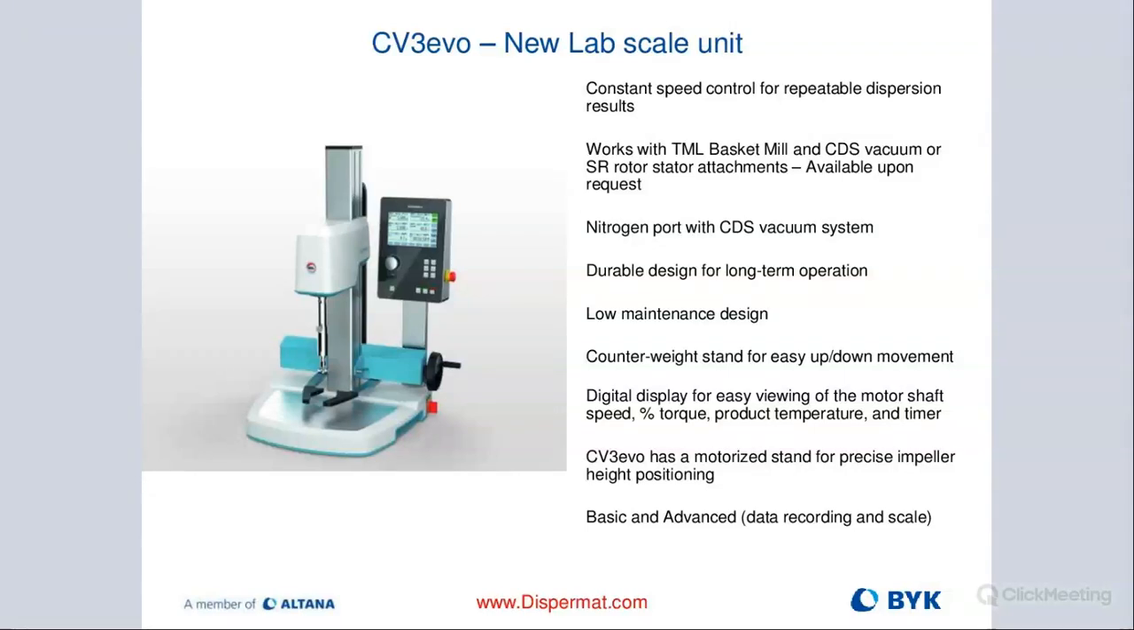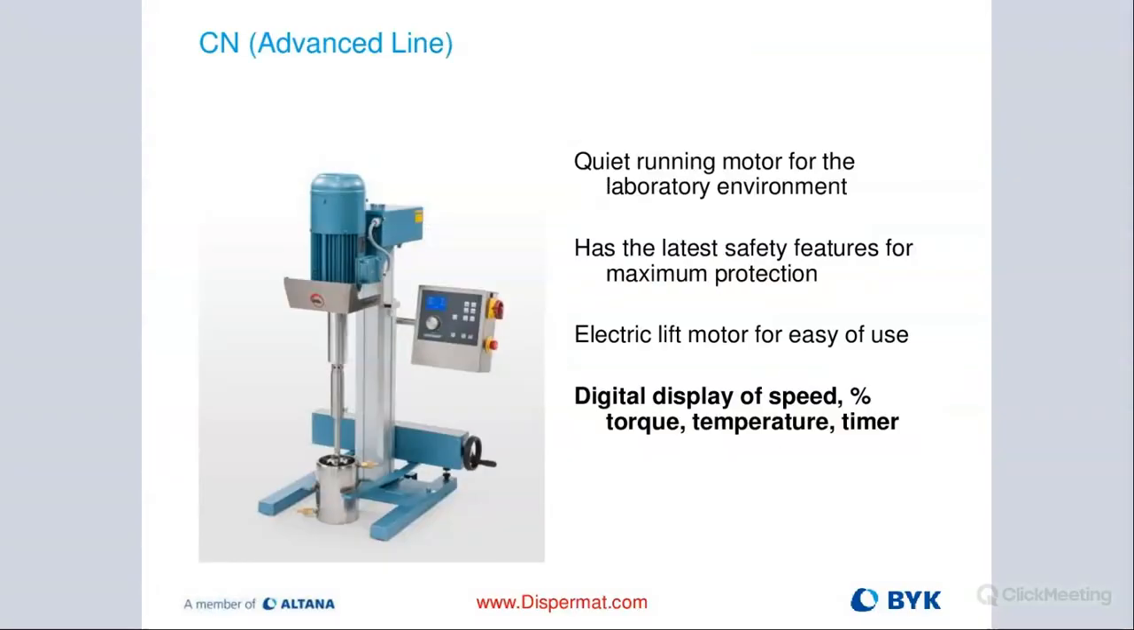There is a basic and an advanced model. The advanced model allows you to store all the data on a computer or transfer it to Excel for a lab report. And it also comes with a really cool scale. So you can actually weigh all your raw materials right next to the dissolver and then have all the weight data show up on the display. So very cool. Everybody that gets the CB3 Evo absolutely loves it. And so do we.